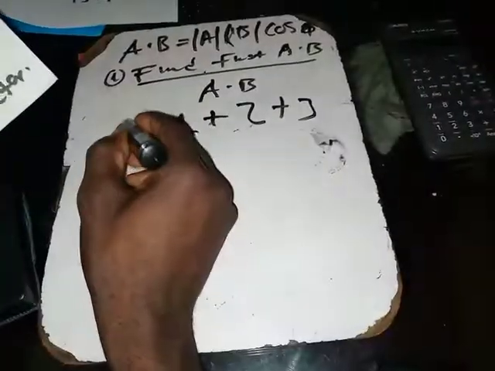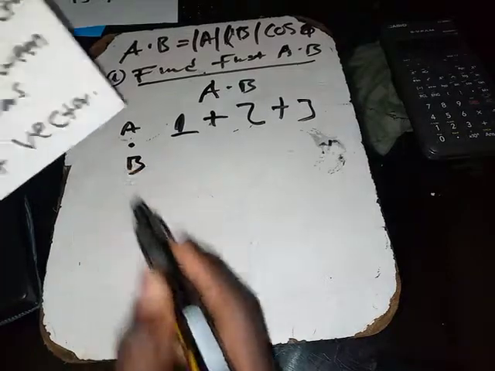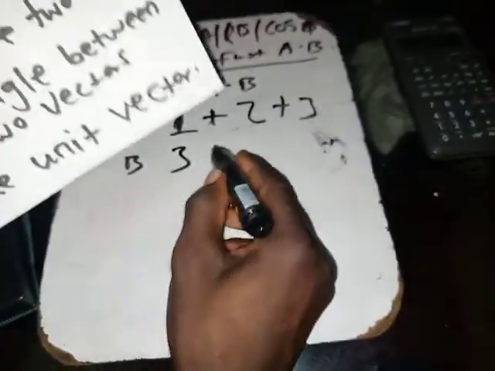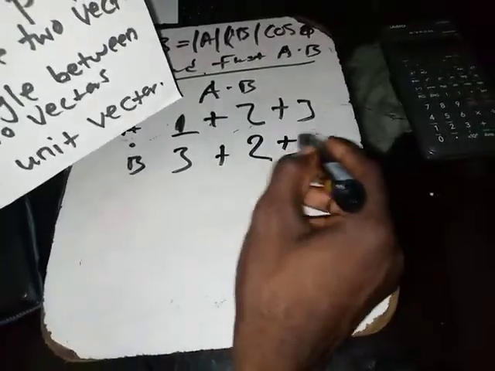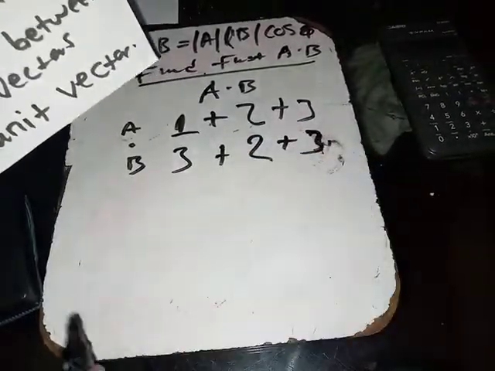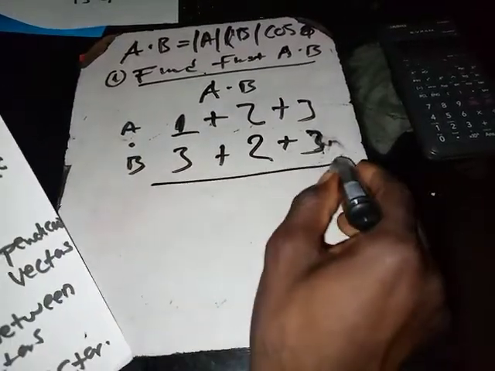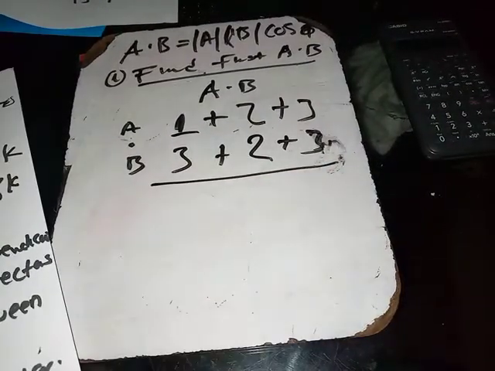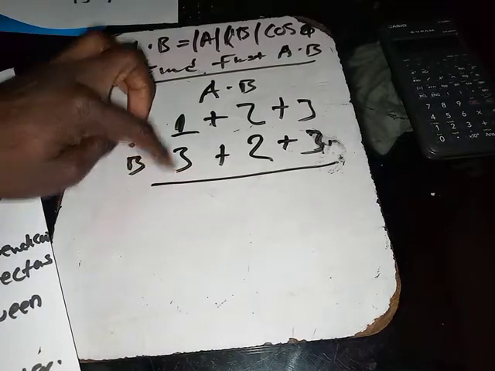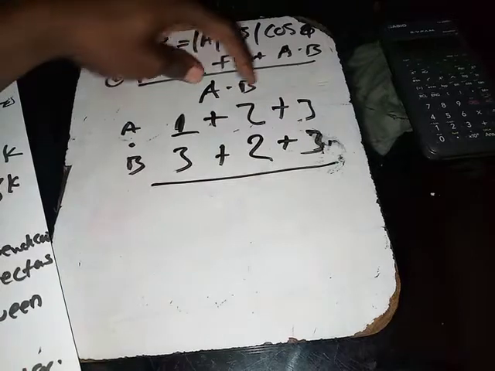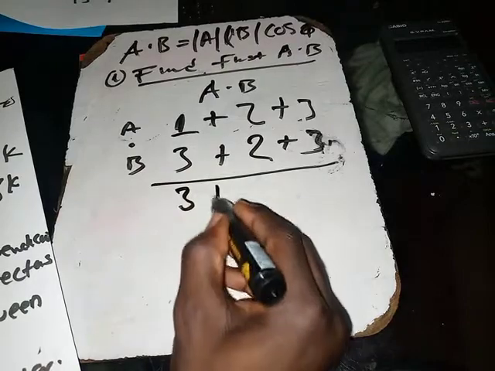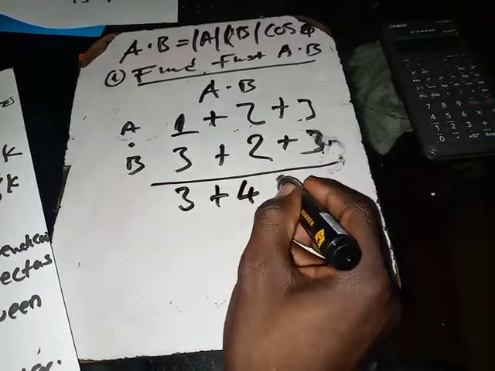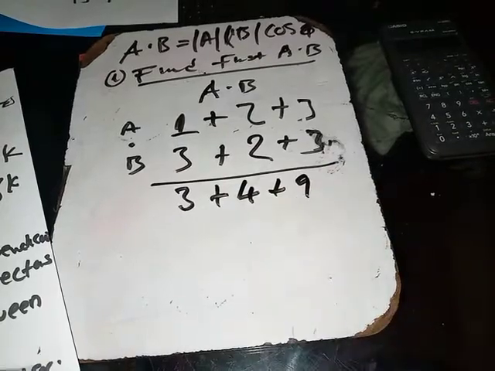Then we come to B. This is vector A dot vector B. Here it's 3, plus the coefficient of j, 2, and the coefficient of k is 3. When I make them like this, you'll be multiplying this times this, plus this times this, plus this times this. This is how we simplify A dot B. Simple stuff. So 1 times 3 is 3, plus 2 times 2 is 4, plus 3 times 3 is 9. Then you simply add these.